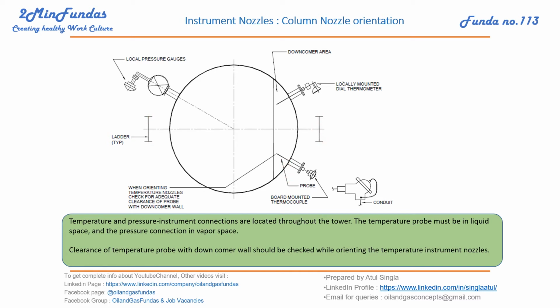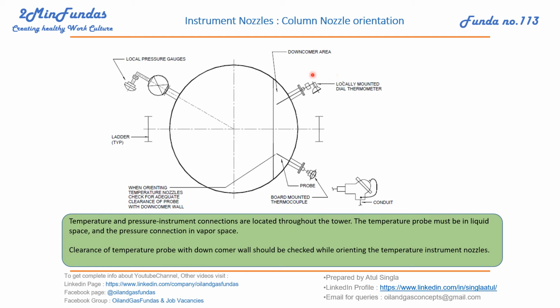All the instruments shall be accessed through ladders only. We don't provide permanent access to these instruments. If a permanent platform is already available, then it is okay, but we don't provide one specially for these types of instruments. Clearance of the temperature probe with the downcomer wall should be checked while orienting the temperature instrument.